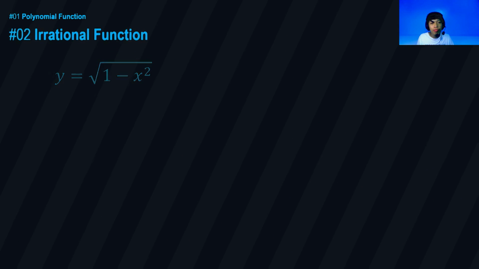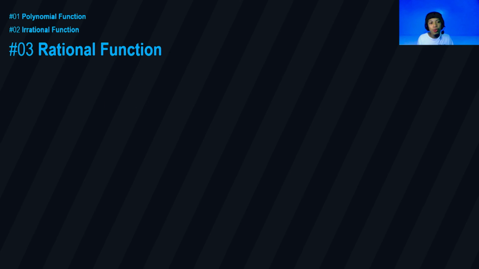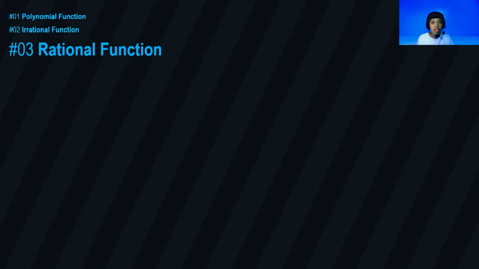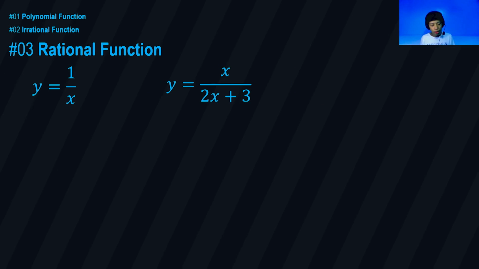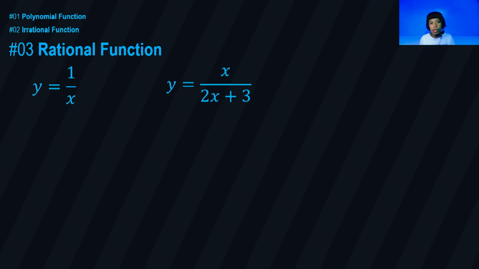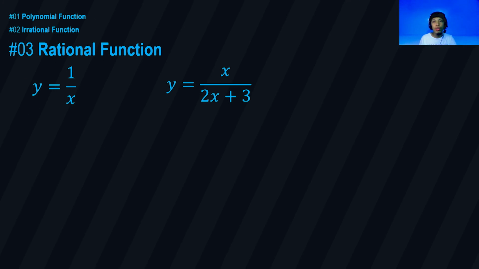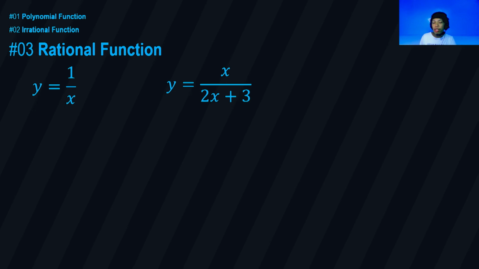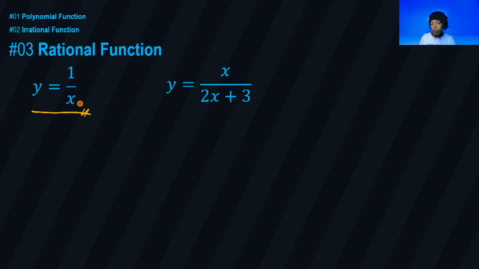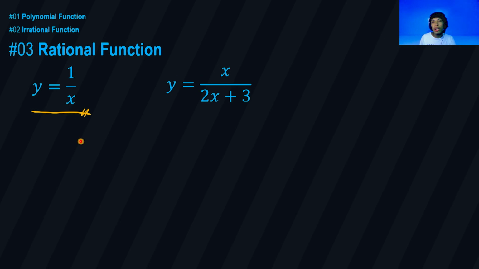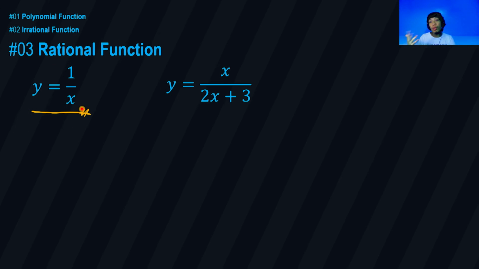Okay, then we have the rational function. Rational function is actually easier than the irrational function. Okay, so I have here two examples. Let us try to solve this one. The same lang with the irrational function. Instead of looking for all of the possible values, permissible values of x to find the domain, you have to find the values of x which are not permissible values.